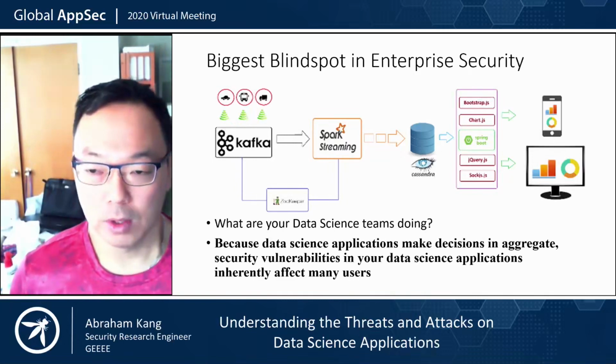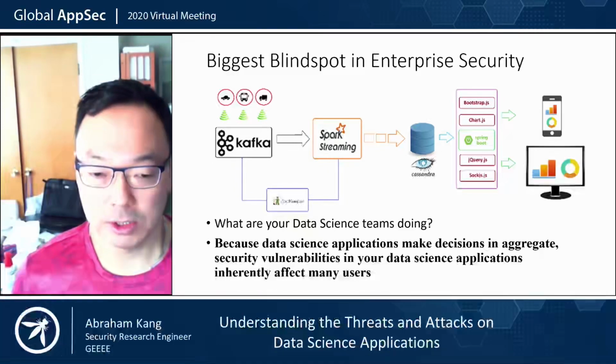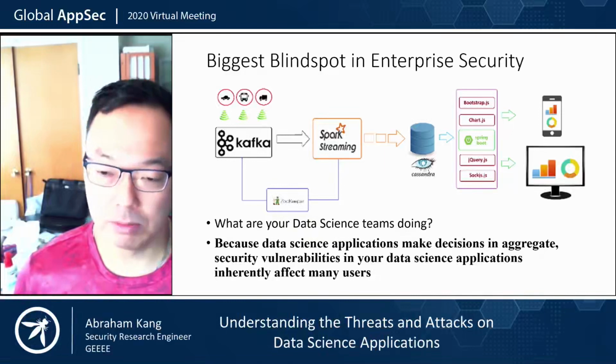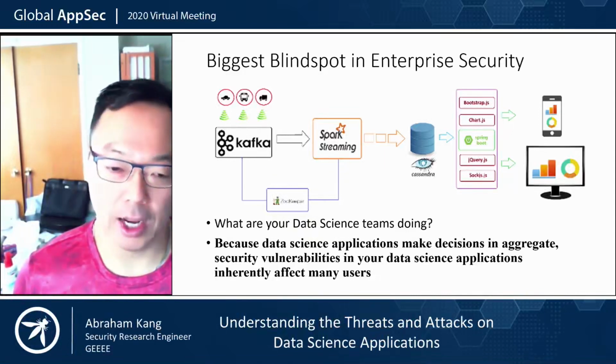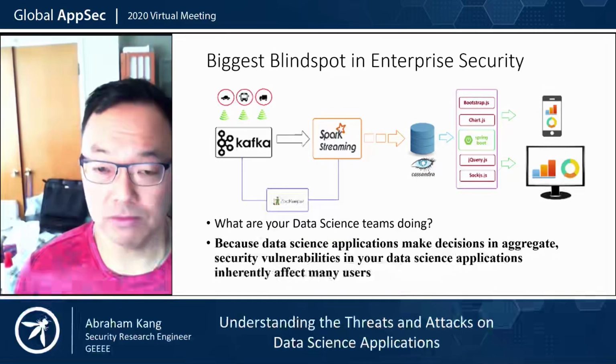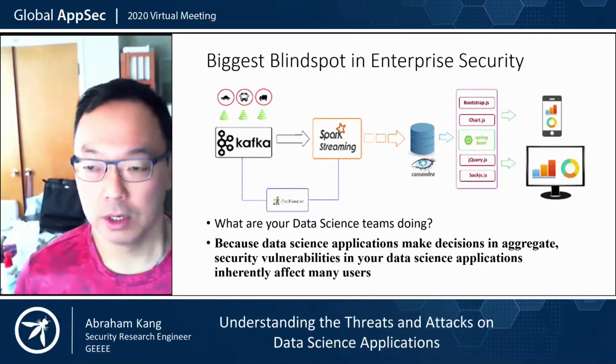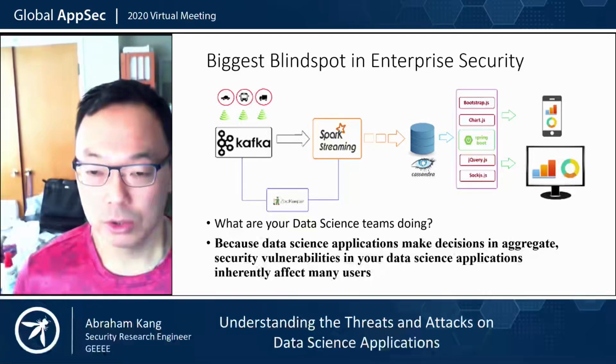The thing about these data science applications that makes them a little bit more concerning is that they make decisions in aggregate. So any vulnerabilities that you have in these applications are going to inherently affect more users and possibly affect your company.